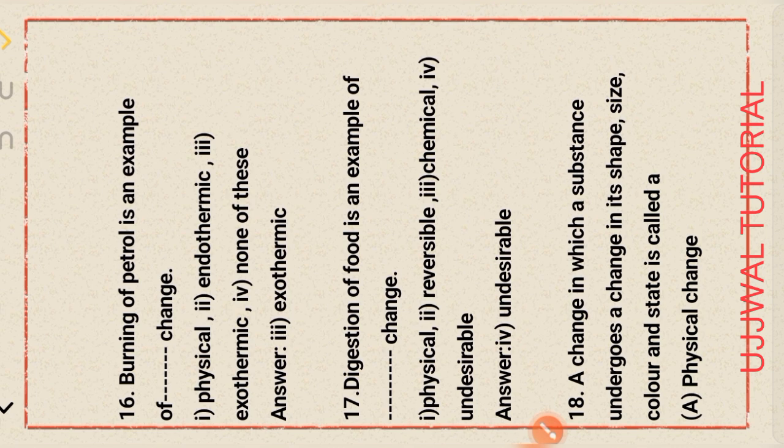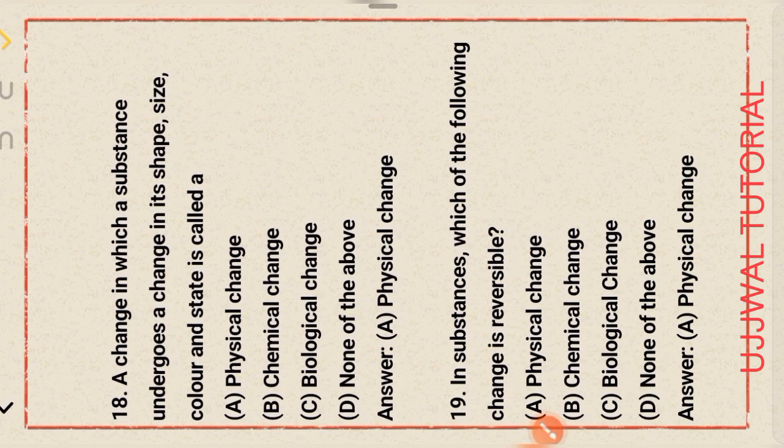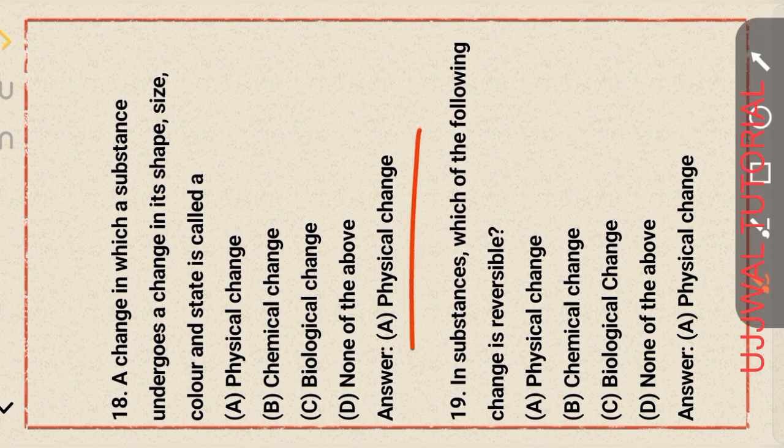Question number 17. Digestion of food is an example of dash change, undesirable change in chemical change. Okay. Next question, question number 18. A change in which a substance undergoes a change in its shape, size, color, and state is called a physical change.